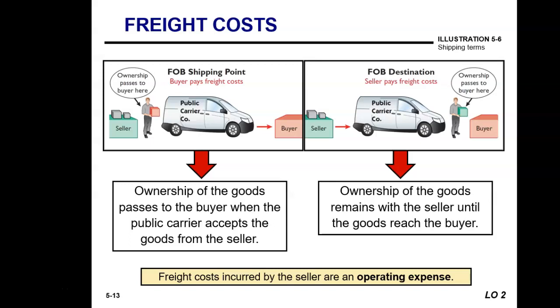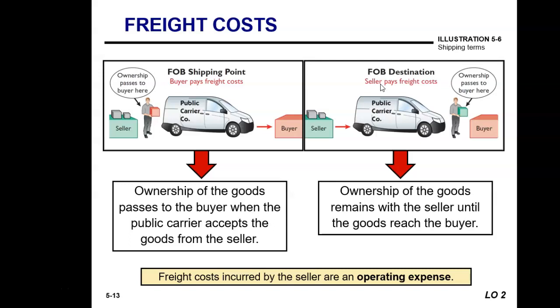When products are being shipped, the terms are either going to be FOB shipping point or FOB destination. To simplify it, if the terms are FOB shipping point, it means the buyer is paying the freight cost. If the terms are FOB destination, it means the seller is paying the freight cost.